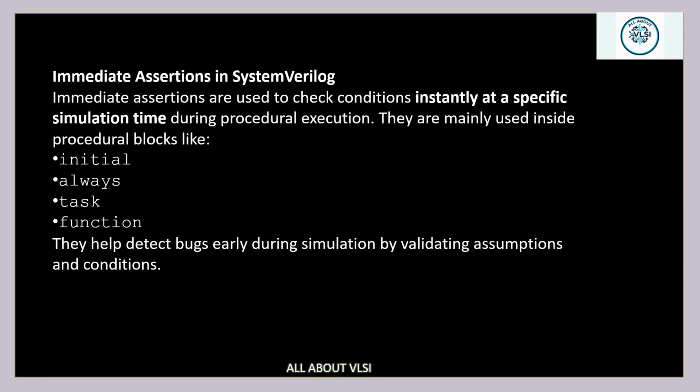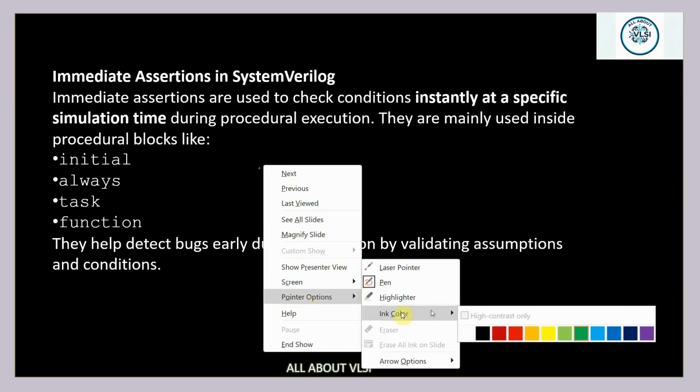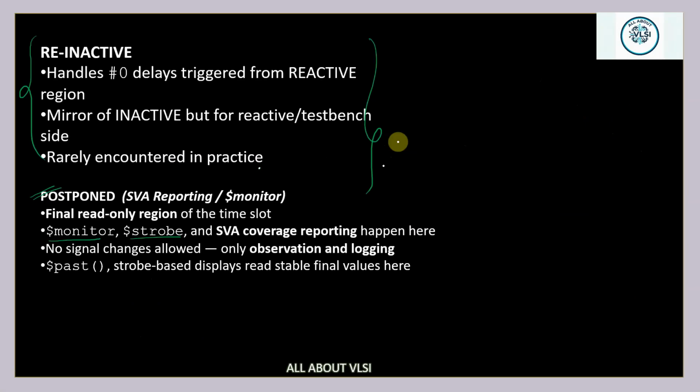Now, let's try to understand what we mean by an immediate assertion. Before going to discuss immediate assertions, first of all, how you're going to write an assertion is very important to understand. Let's say I want to evaluate a particular condition, whether it is true or false. I'm going to use a keyword which is known as assert.